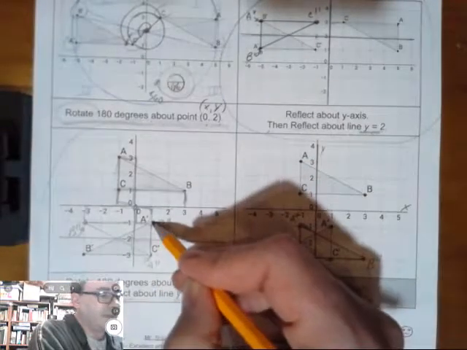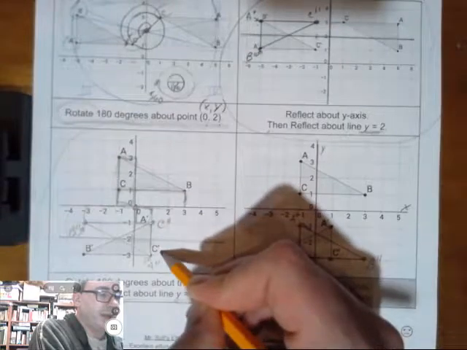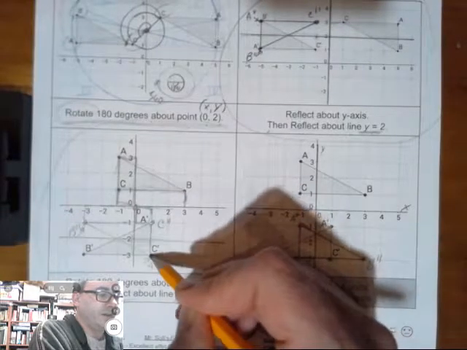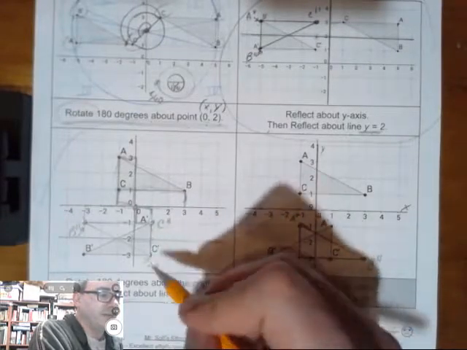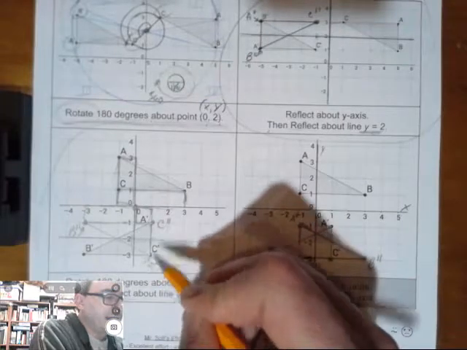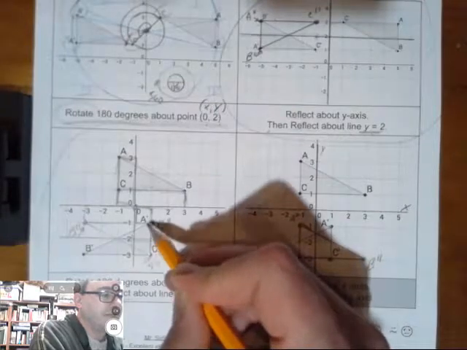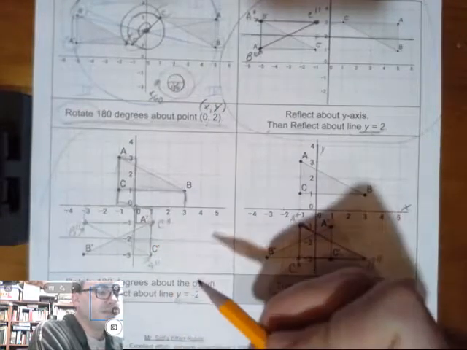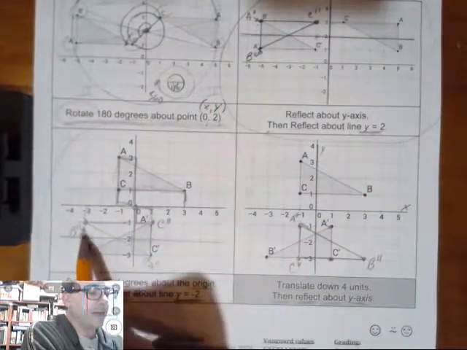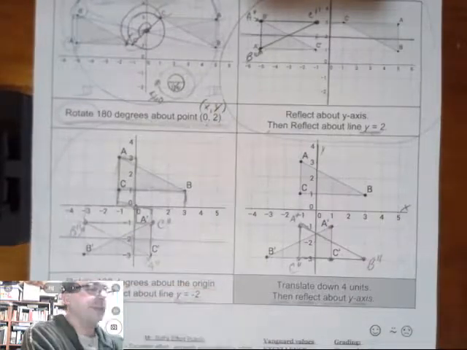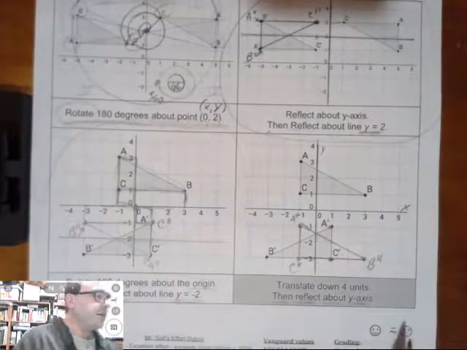So now I'm going to reflect my C prime. C prime reflects 1 unit past my mirror, my reflection. My A prime gets reflected 1 unit over to where A prime is over here. My B prime is only 1 unit away from my mirror, so that gets reflected.